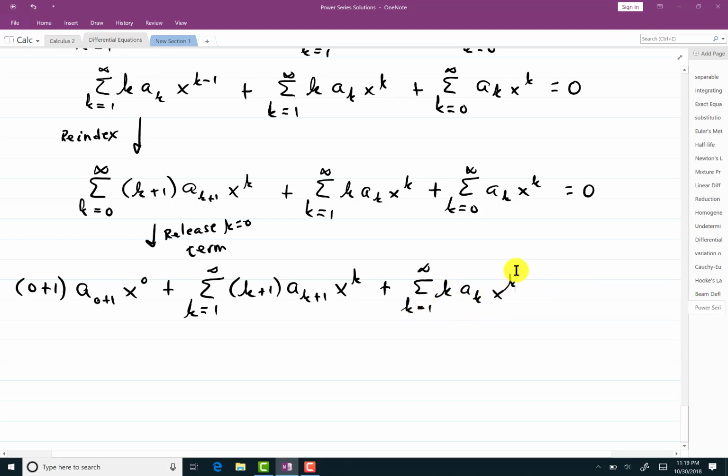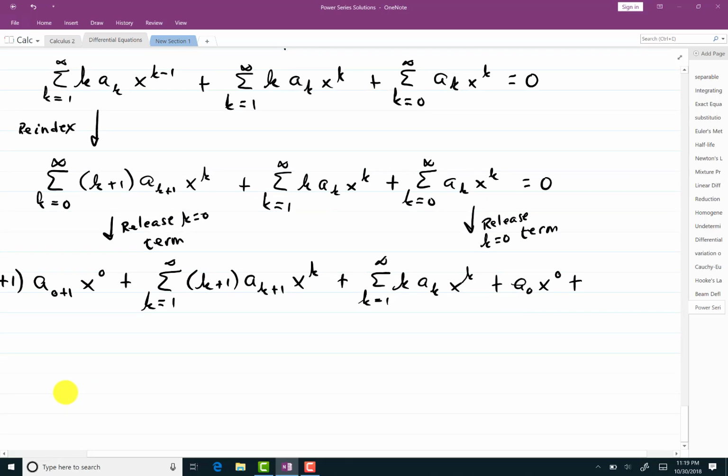Right here, this starts at the 1 power. And then this last one, I'm also going to release the k equals 0 term. Not x equals 0, the k equals 0 term. So I'll have plus, when k equals 0, a sub 0, x to the 0, plus the rest of the series, and that equals, of course, 0.